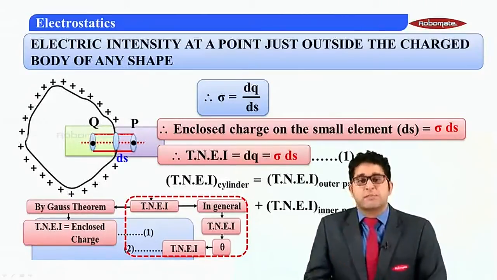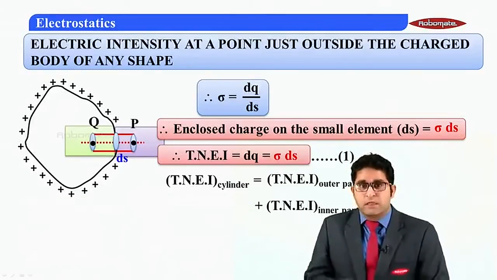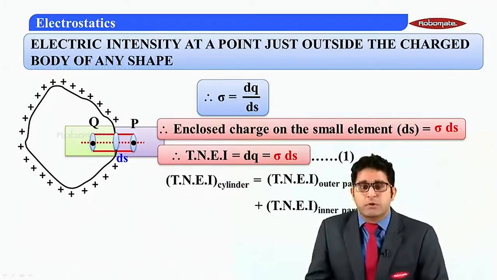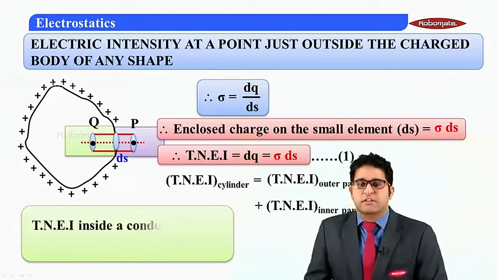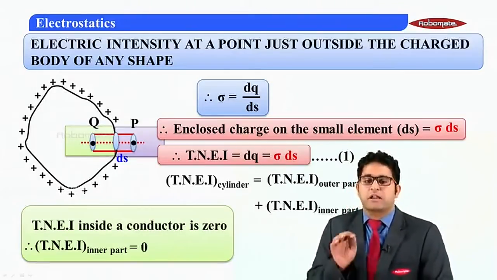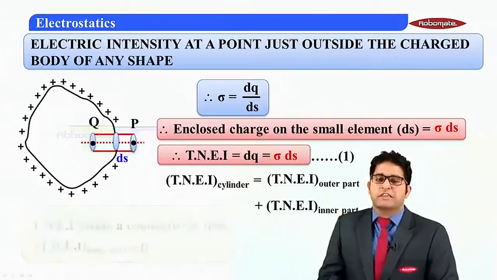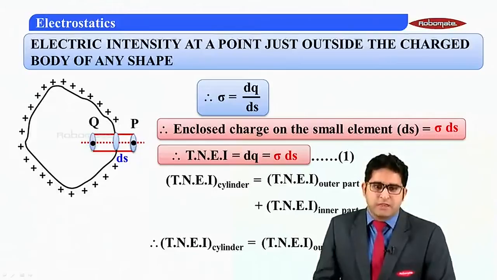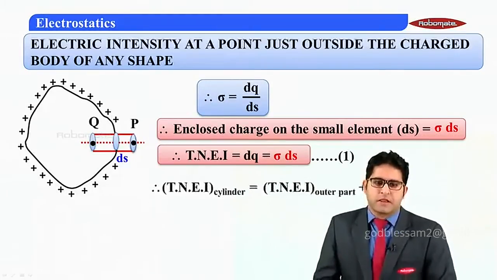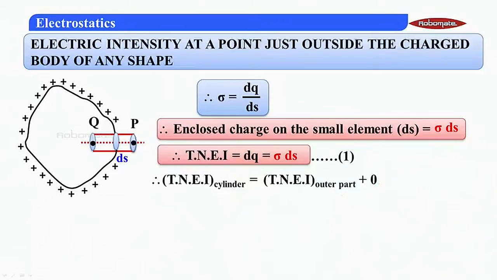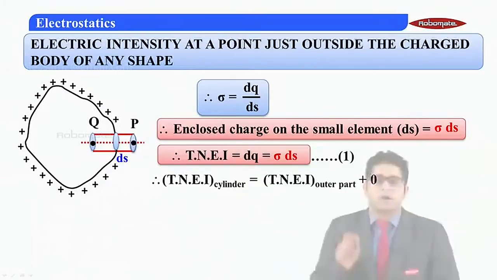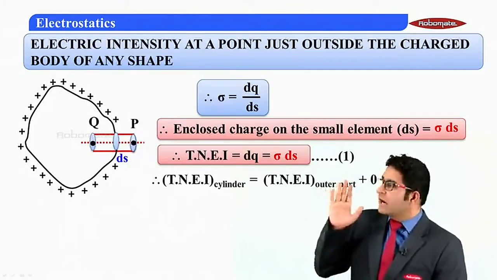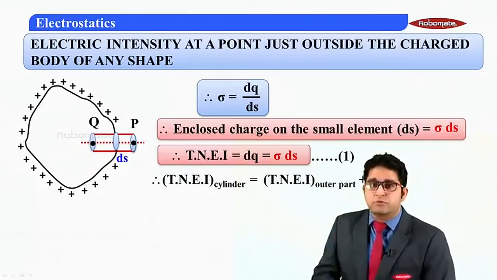Now students, charges are present on the outer surface of the body. There is no charge present on the inner surface of the body, or there is no charge inside the body. And as there is no charge inside the body, TNEI for the inner part, it is equal to 0, right? So therefore TNEI of cylinder becomes TNEI for the outer part plus 0, right? Now let's move further, right? So this is what we have got, TNEI for the cylinder, it is equal to TNEI for the outer part plus 0, right? Now students, see the outer surface or the outer part of the cylinder carefully. Again, it is having two surfaces.